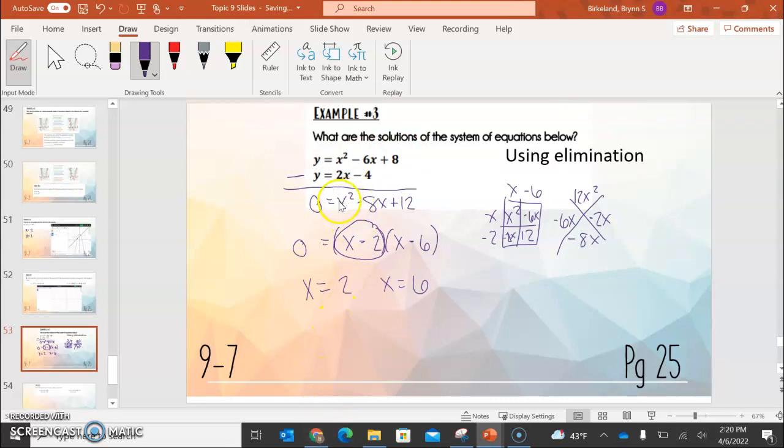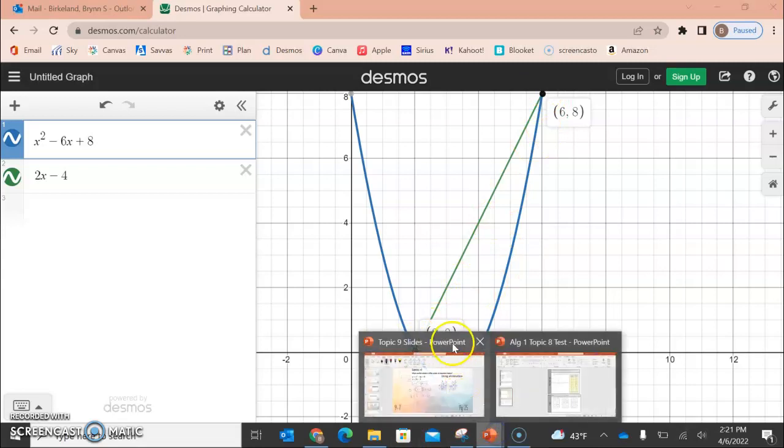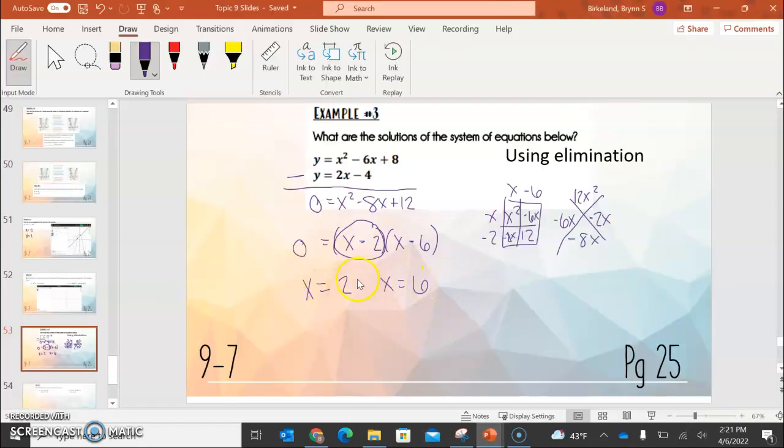We have a couple options. We could graph this quadratic and find where it hits the x-axis, or we can graph both of these equations and see where they meet. Just to be sure, I graphed both of the original equations, and I see that they cross at x is 2 and x is 6, which does match our solutions here.